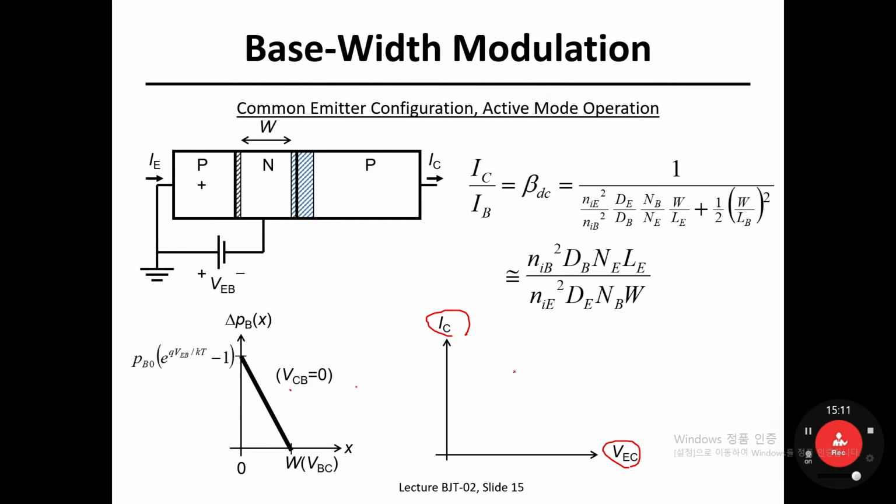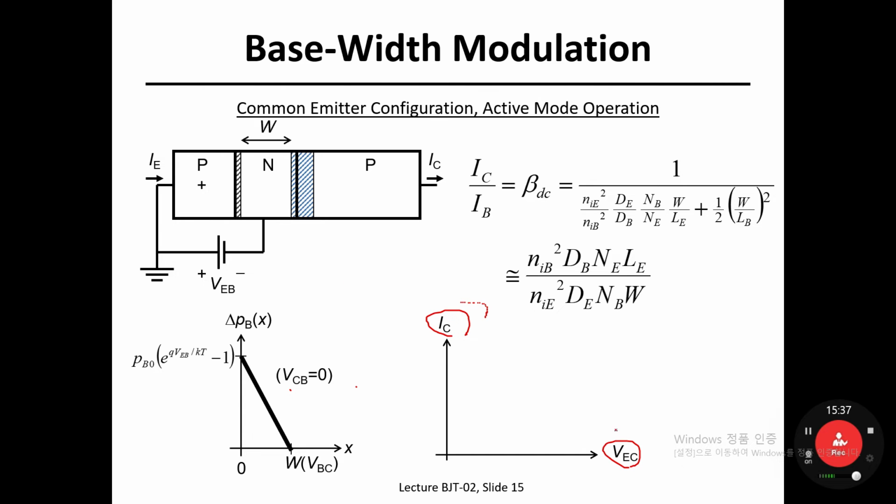versus VEC, which is named the output characteristic. In the common emitter configuration of a BJT, you would like to draw the output characteristic plot. Then you should think about what is the right value for the x-axis and what is the right value for the y-axis. I have talked about the output characteristics.